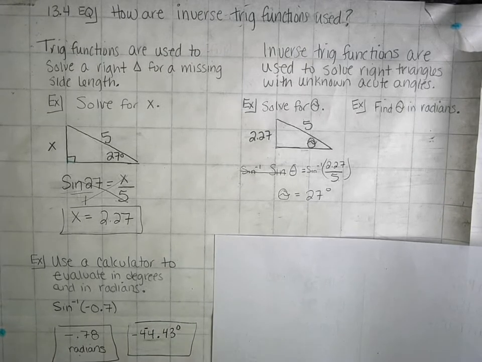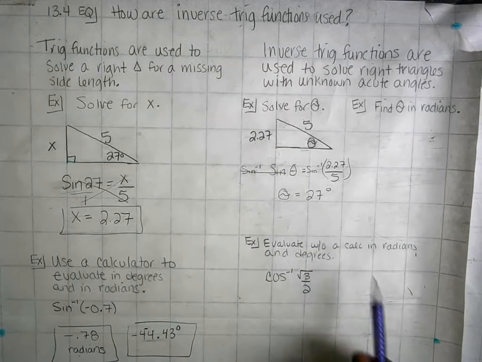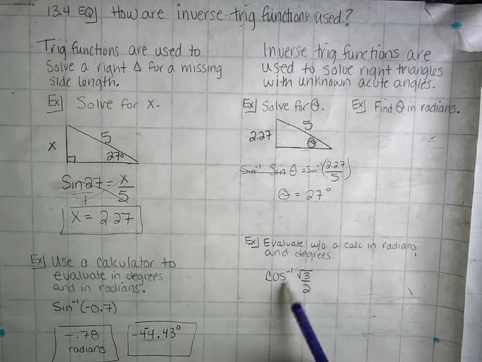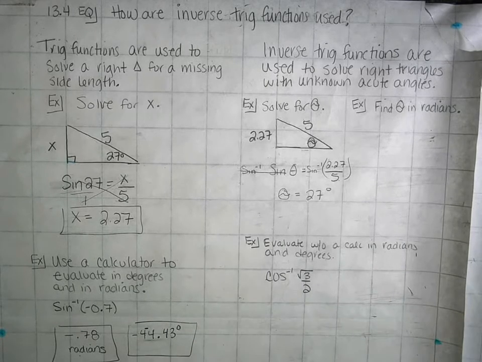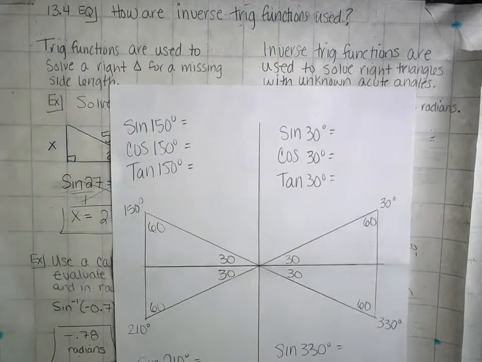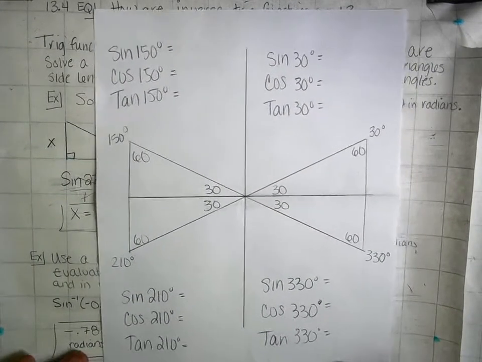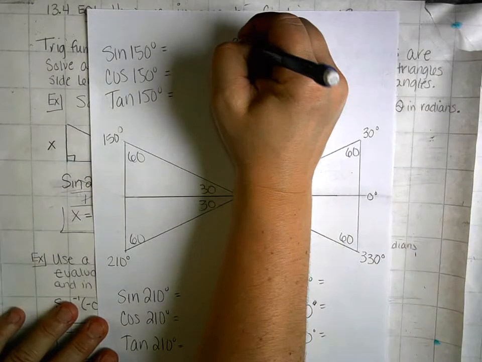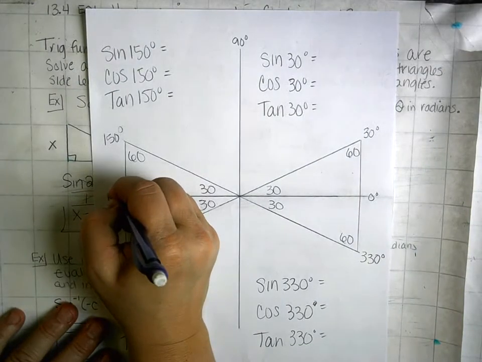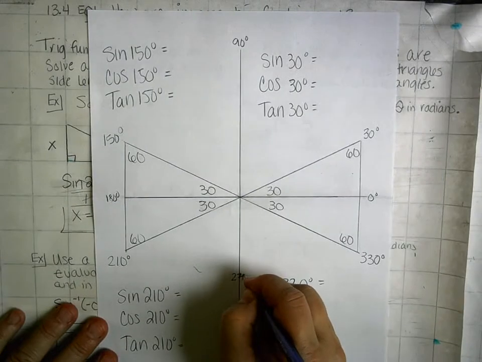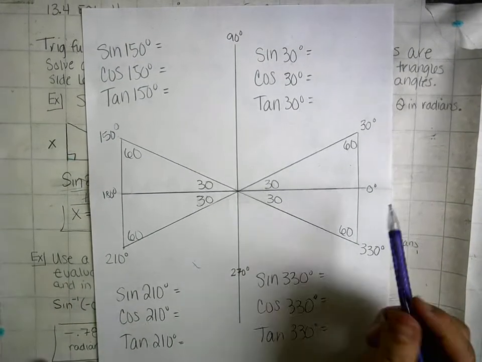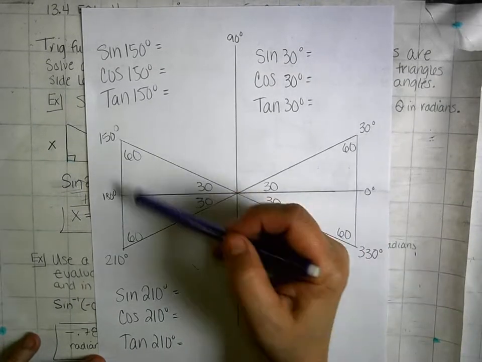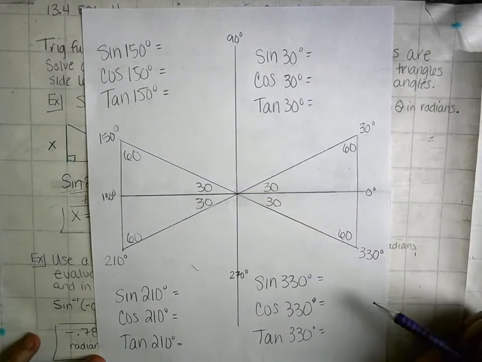Okay? Our fourth example says to evaluate without a calculator in radians and degrees a value. Okay, before we do this example, I'd like to just explore this. And what I've done here is I've drawn a coordinate plane where this is 0 degrees, this is 90 degrees, this is 180 degrees, and this is 270 degrees. And I've drawn the four angles that have a reference angle of 30 degrees. They are 30, 150, 210, and 330.